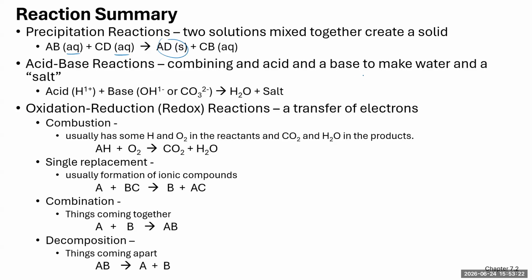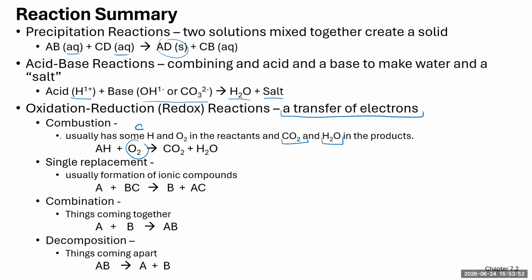Acid-base reactions, combining an acid and a base to make water and a salt. So we need an acid that provides the hydrogen, a base, usually it's hydroxide or carbonate, and that makes water and a salt. Oxidation reduction reactions, redox. There's a transfer of electrons. Combustion usually has some hydrogen, some carbon, and O2. And the products have CO2 and H2O.